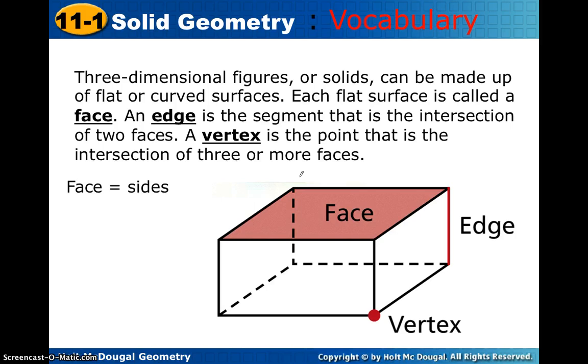Like each side of the object is called a face, and then we have the edges, which are the intersection of two faces, or each straight line that you draw when you're drawing it. And then the vertices are the points of intersection between three or more faces. So each corner of the shape is a vertex.